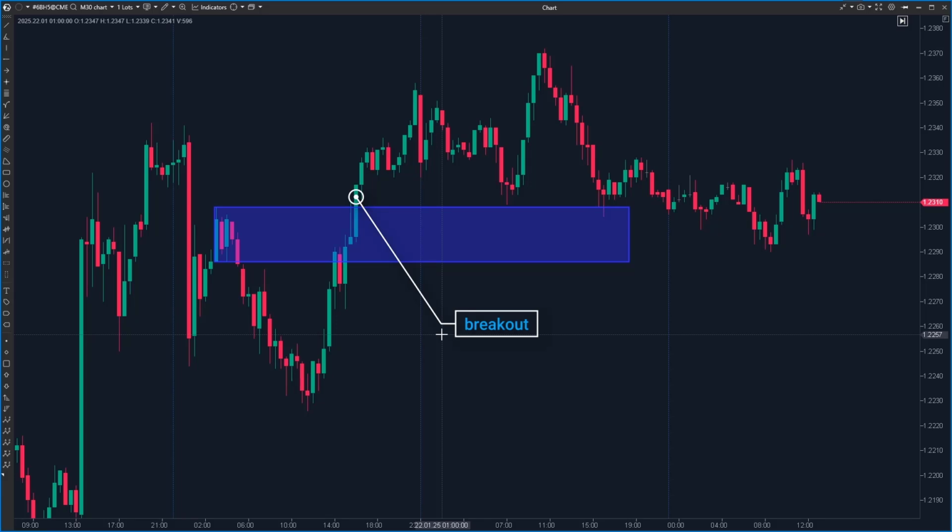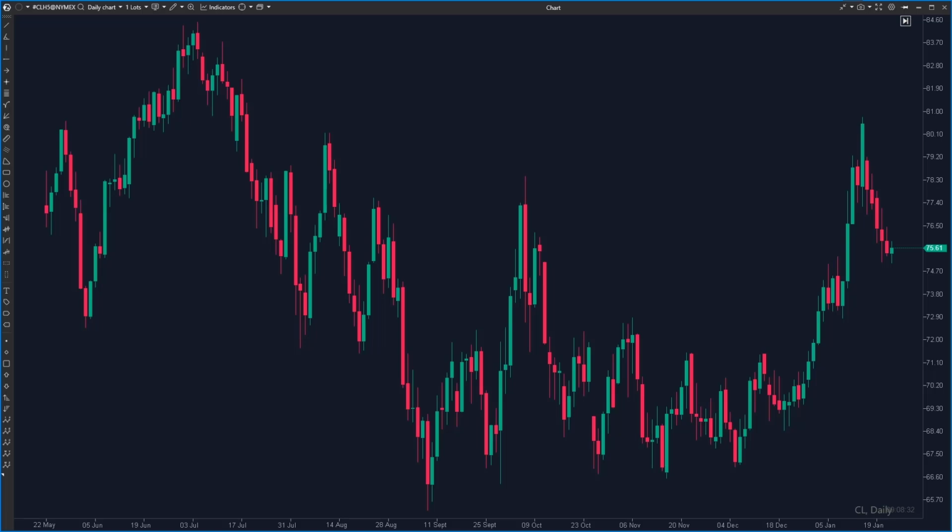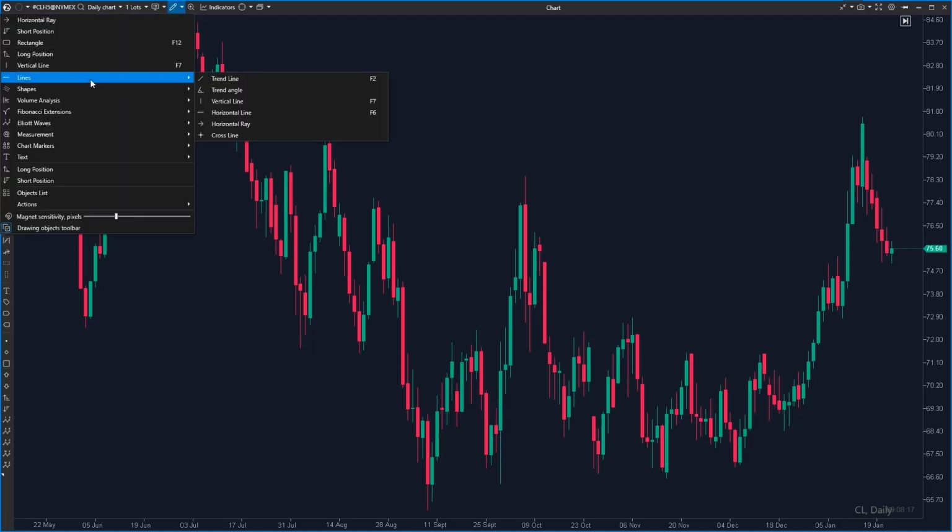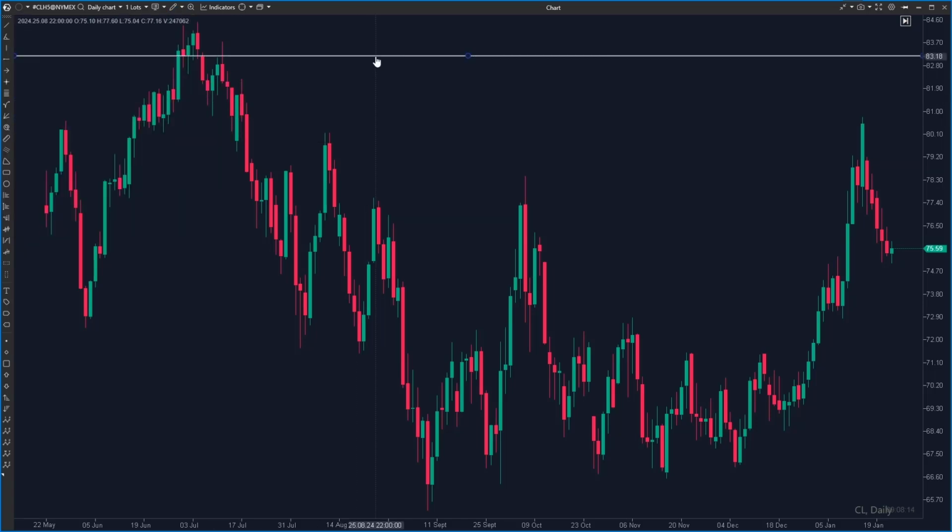The last two ways to identify support and resistance levels using price action are round numbers and discretionary levels. These rely heavily on market psychology and intuition, which is why we've saved them for last. Let's begin with discretionary levels, which are based on areas where the price has frequently reacted in the past.